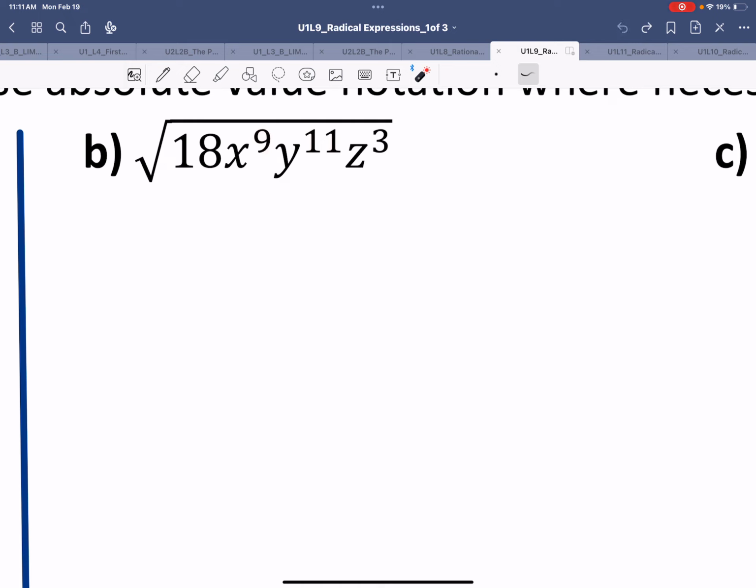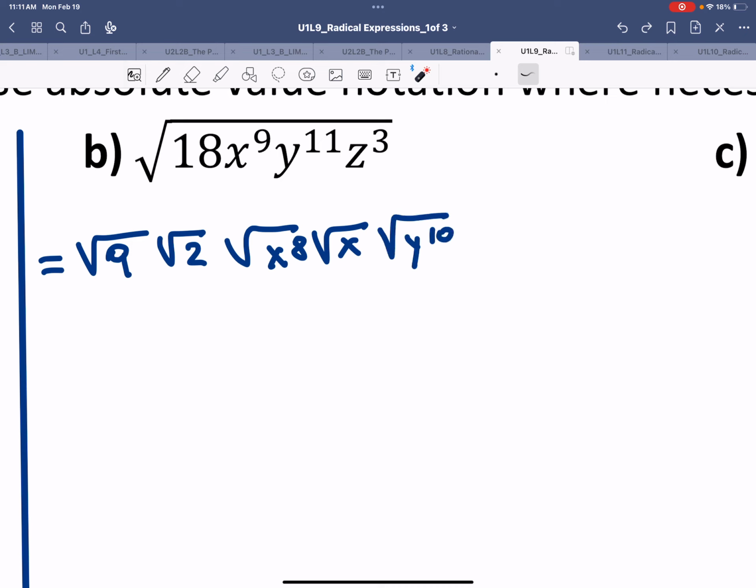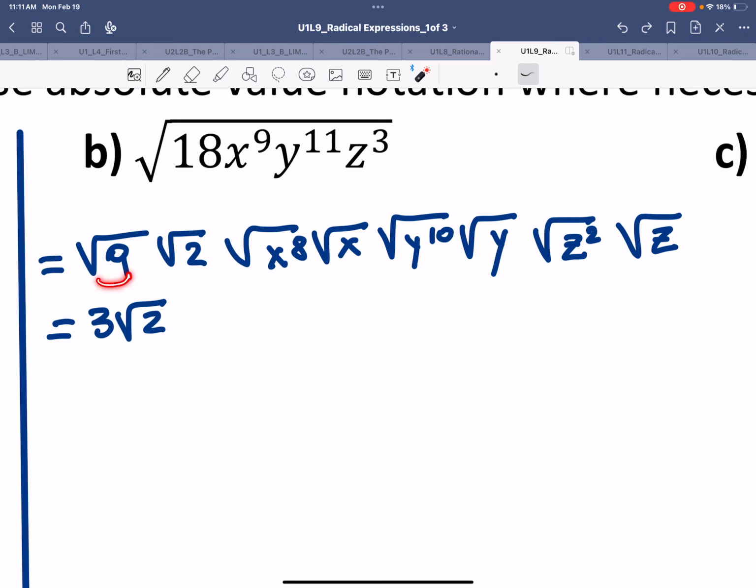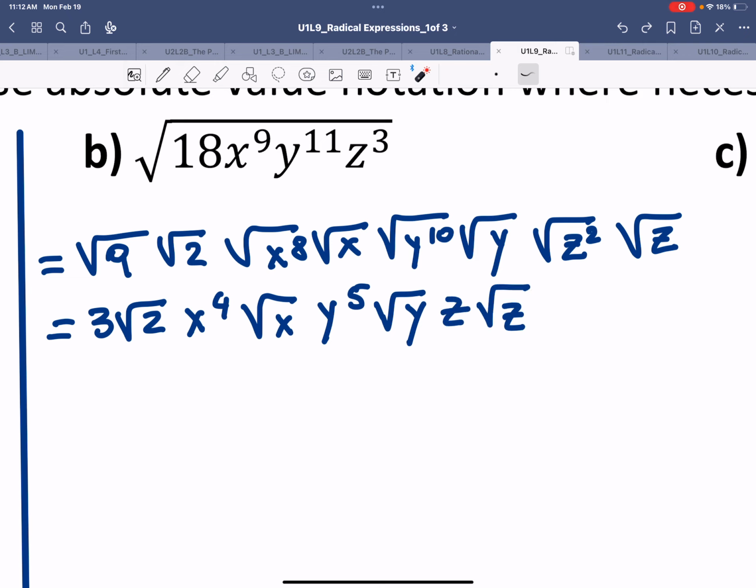So we have in here the square root of 9 times the square root of 2. For x to the 9, we have x to the 8 times x to the power 1. Square root of y to the 11: y to the 10 times y to the 1. And the square root of z to the power 3 is z to the power 2 times z to the power of 1. Let's simplify. Root of 9 equals 3, and then root 2. X to the 8 will be x to the power of 4, and then square root of x. Y to the 10 is y to the power 5 times square root of y. And square root of z squared is z, and then square root of z.